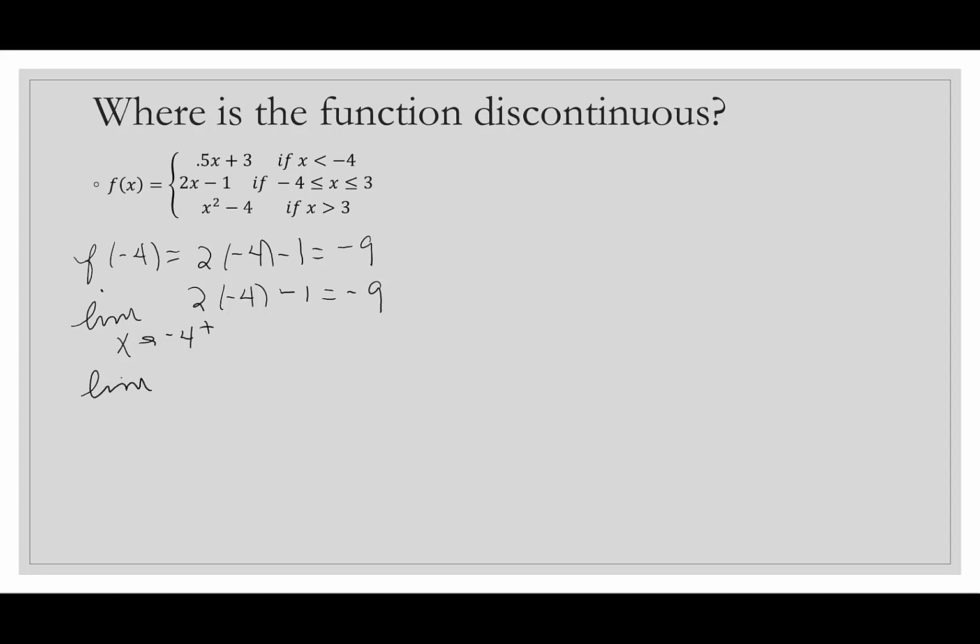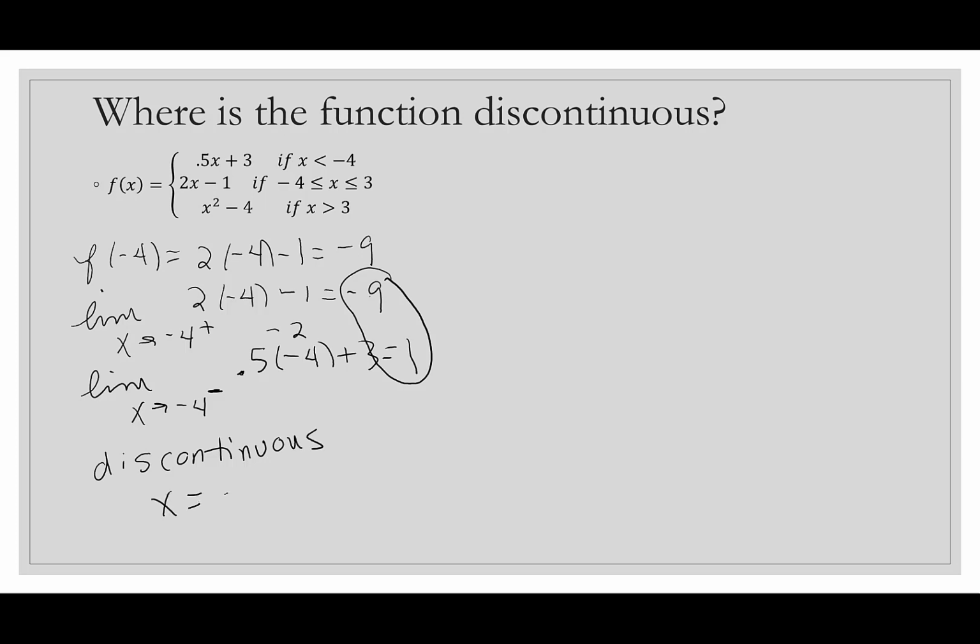When I look at the limit, when x goes to negative 4 from the negative side, I would be using the first line, which is 0.5 times negative 4 plus 3. 0.5 times negative 4 gives me negative 2. Negative 2 plus 3 gives me 1. This is a good place that we could stop. The negative 9 and the 1 are not equal, so this is discontinuous when x equals negative 4.